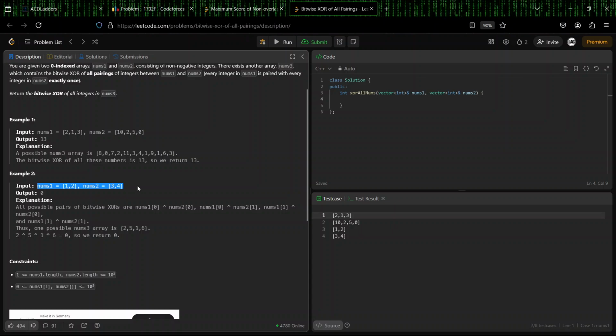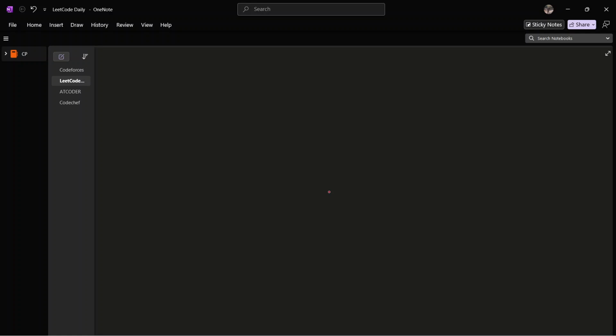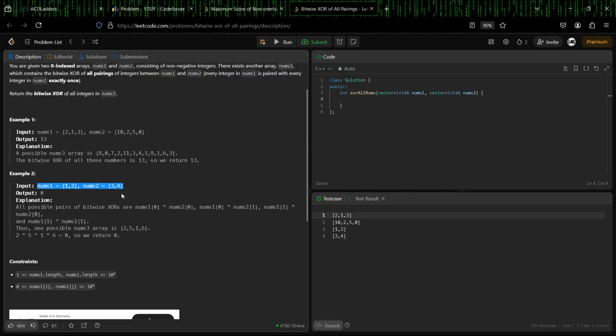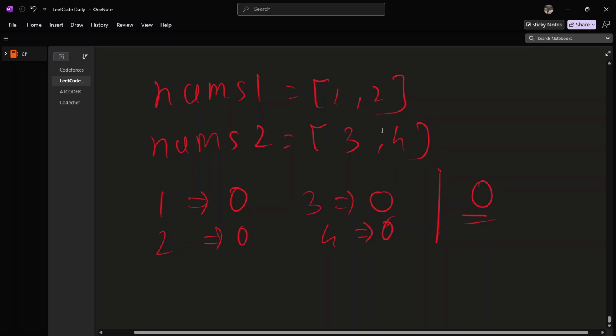And let's take this second example. So nums1 is equal to 1 2, nums2 equal to 3 4. So 1 will contribute even times because there are even elements in this. So 1 will contribute 0, 2 will contribute 0, similarly 3 will contribute 0, 4 will contribute 0. So the final answer will be 0, which is equal to this, right? So this is the basic idea behind this. You just have to find the contribution of each element in the final answer, and that's how we'll get it.